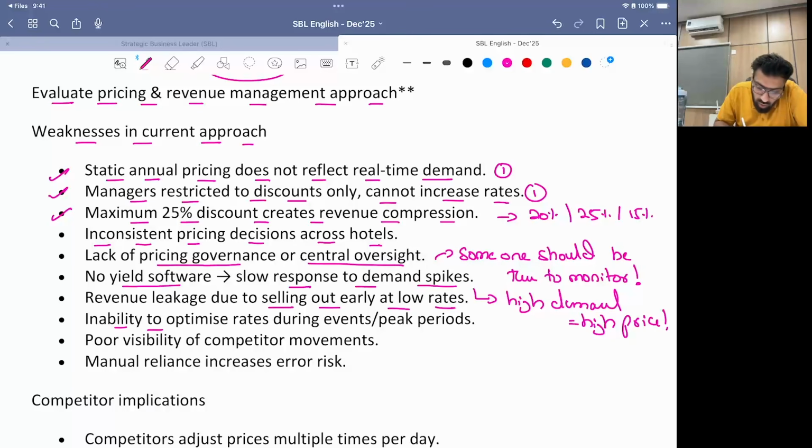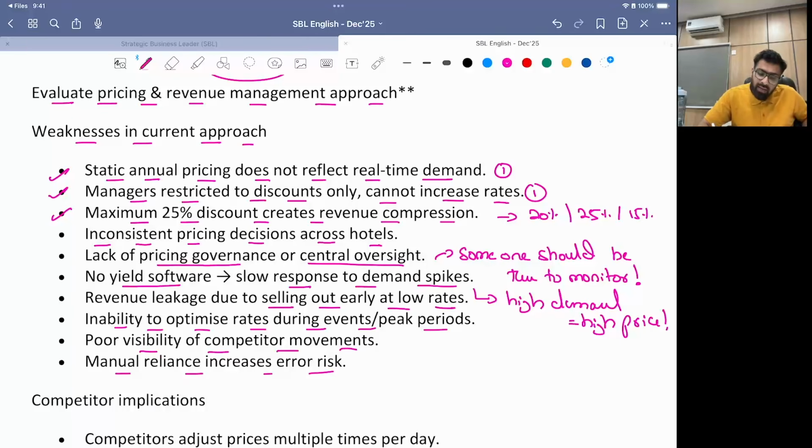Inability to optimize rates during events and peak periods, poor visibility of competitors, and manual reliance increases error risk, because you are doing all things manually. You are just giving them budgets to be followed, and this could be an issue here, right?